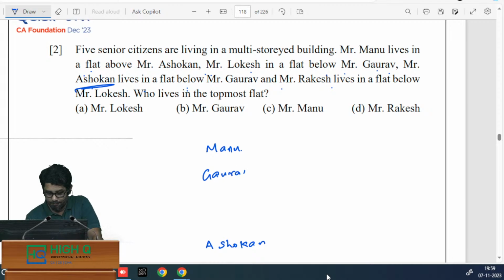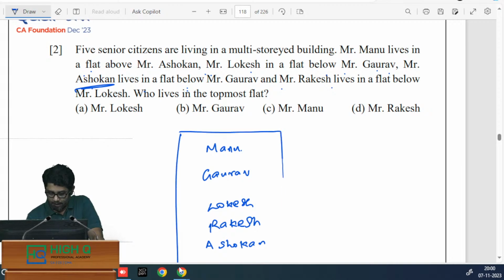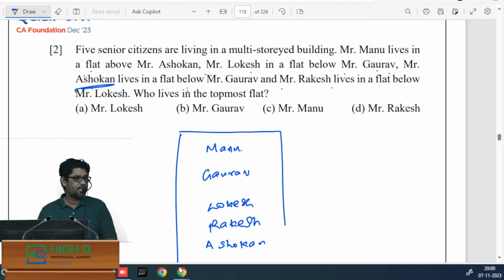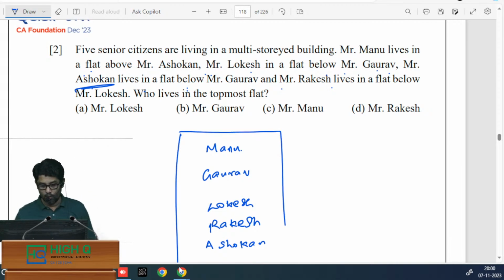Gaurav. And after that what? Lokesh and Rakesh. Is this right, my dear? Is this the arrangement you got? Manu, Gaurav, Lokesh, Rakesh and Ashokan. So now the question is what? Who lives in the topmost flat? Manu lives in the topmost flat.